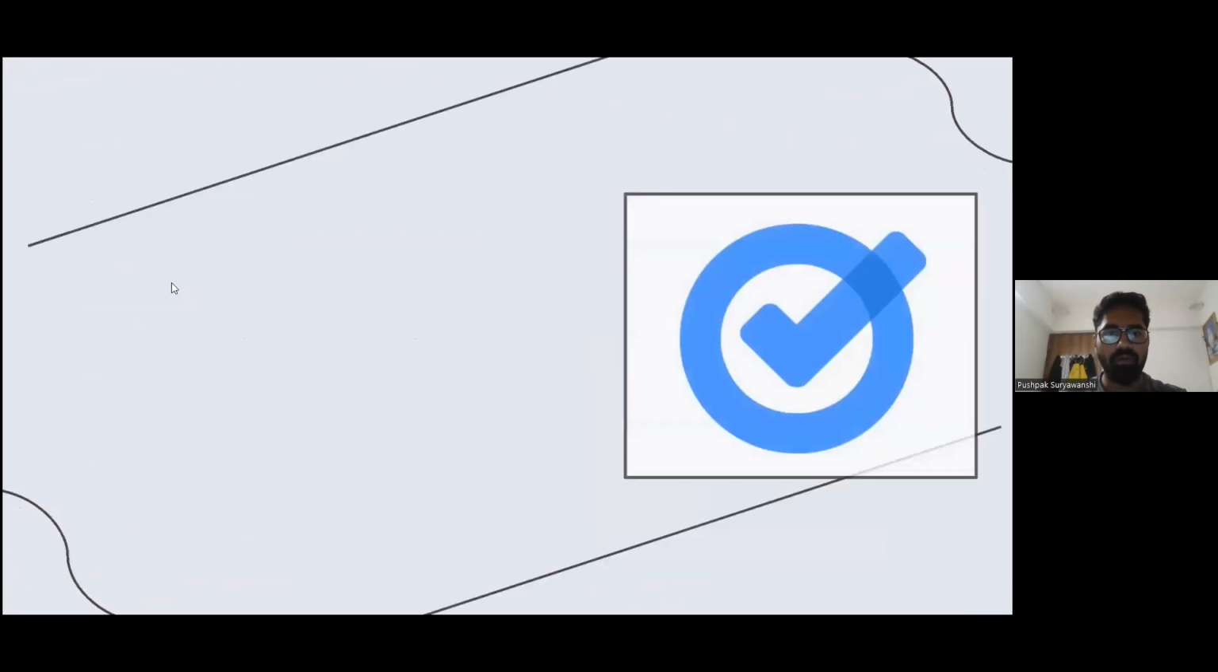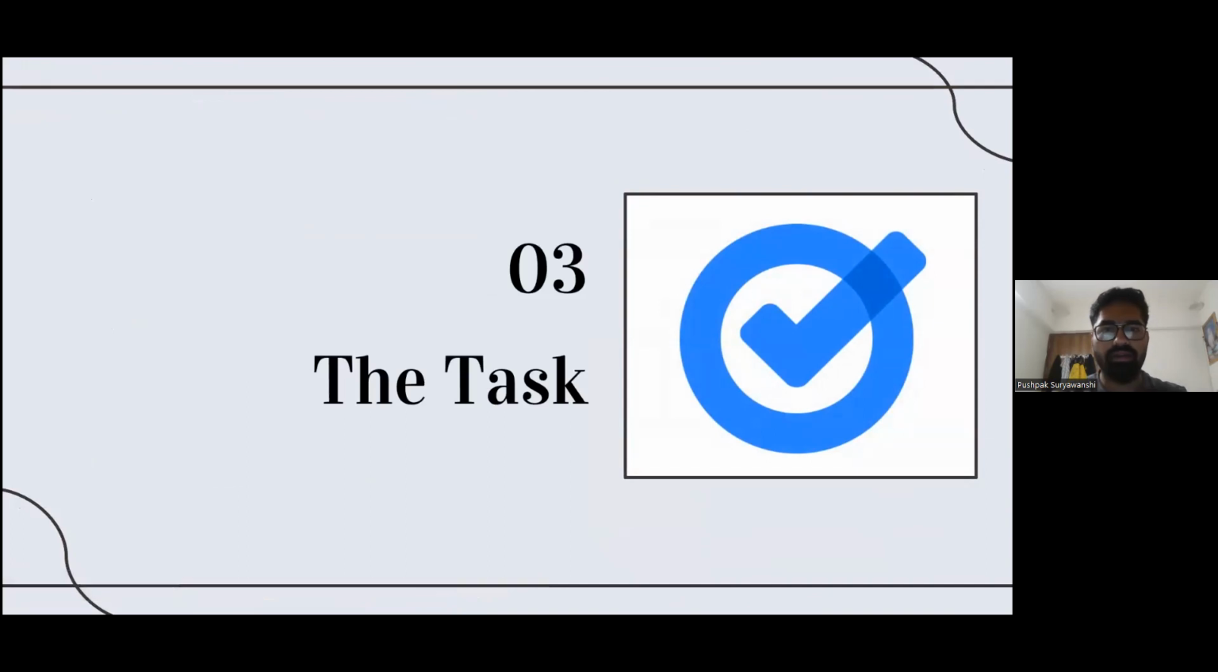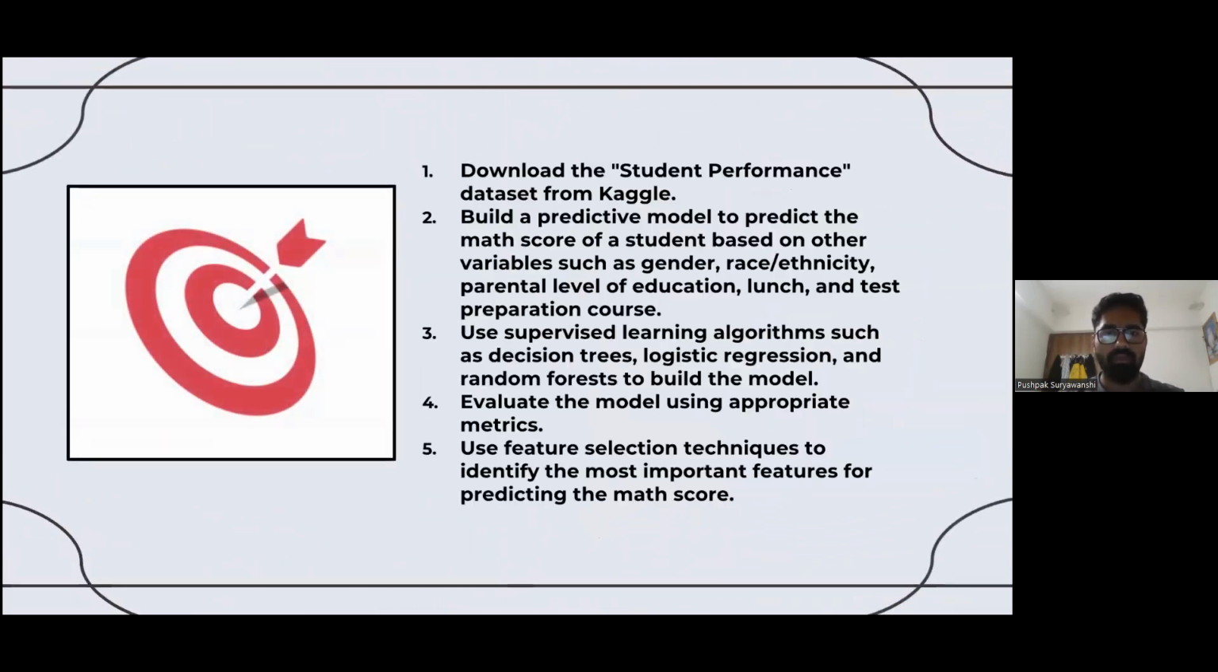So this is the full process of predictive modeling. Next, let us see the task given to me. The dataset was given to me by Hackveda, the student performance dataset from Kaggle. The task was to build a predictive model to predict the math score of a student based on other variables such as gender, race, ethnicity, parental level of education, lunch, and test preparation course. Then the task was to use supervised machine learning algorithms such as logistic regression, decision trees, random forest, and XGBoost to build the model. Finally, the task was to evaluate the model and use feature selection techniques to identify the most important feature for predicting the math score and make decisions.